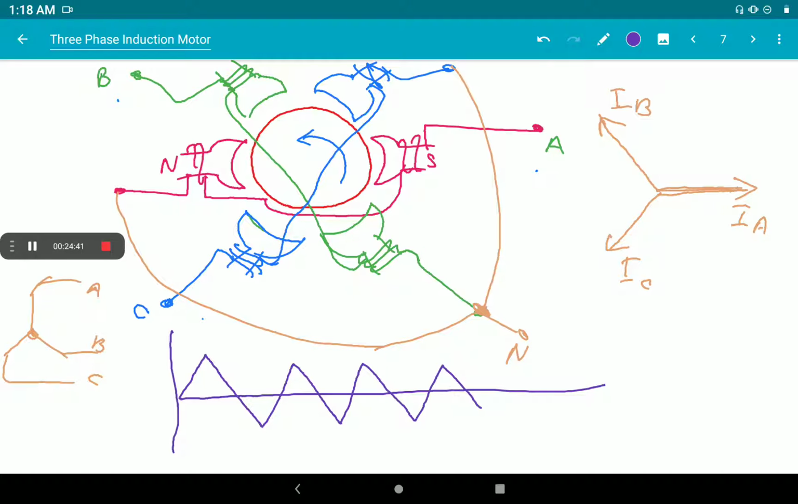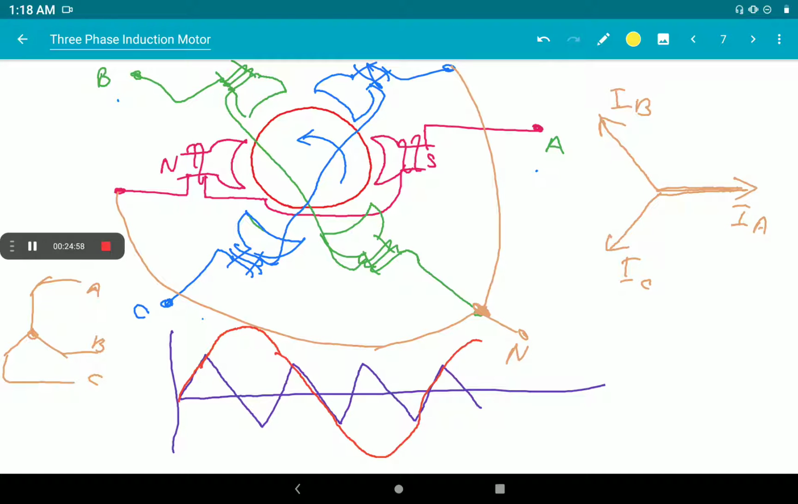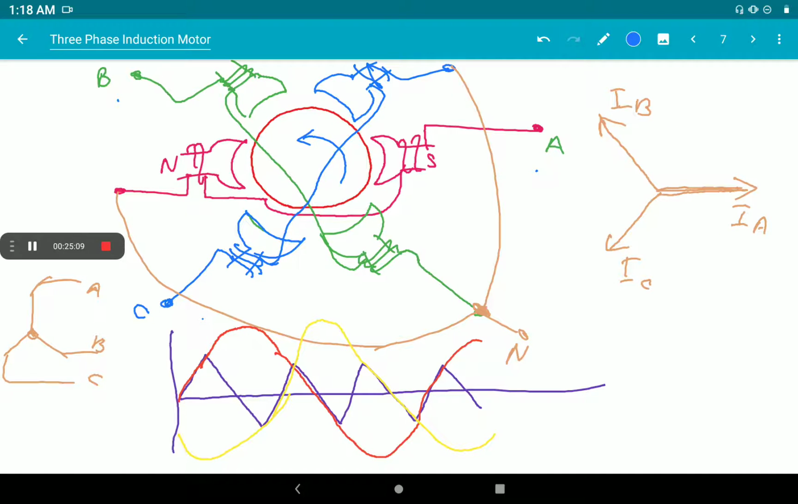I am just representing the vectors. The first one is the red waveform, R, Y, B. The second one is B. Okay, so there are three waveforms represented in red, yellow and blue.